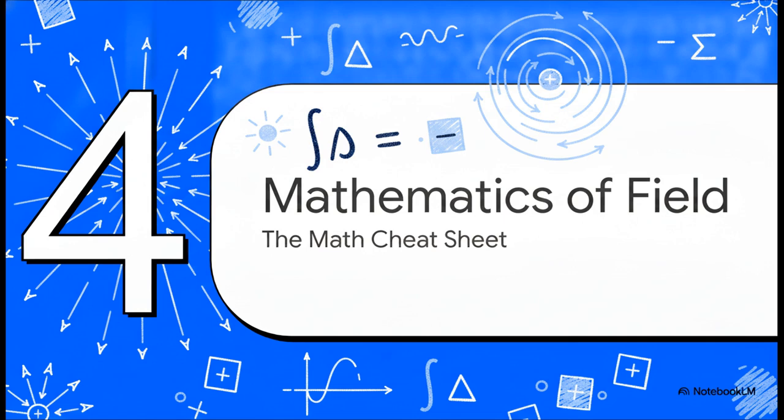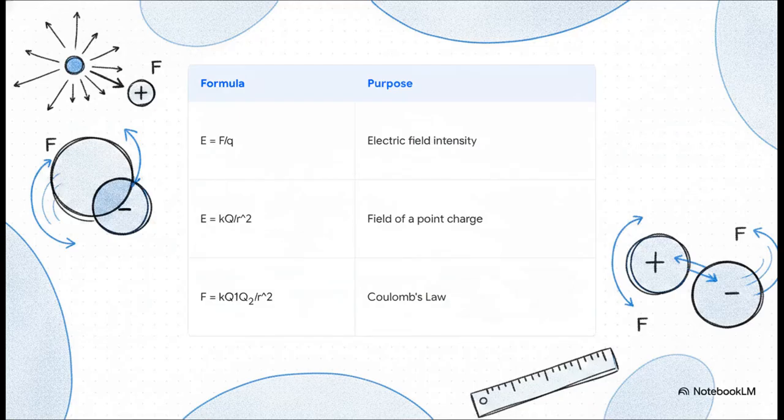Let's consider this your ultimate cheat sheet. All right, time to talk math. These are the formulas that let us predict these invisible forces with total precision. First up, E equals F over Q. This is how we define electric field intensity. The field, E, equals the force, F, acting on a positive test charge, divided by the size of that test charge, Q. Next, E equals KQ over R squared.